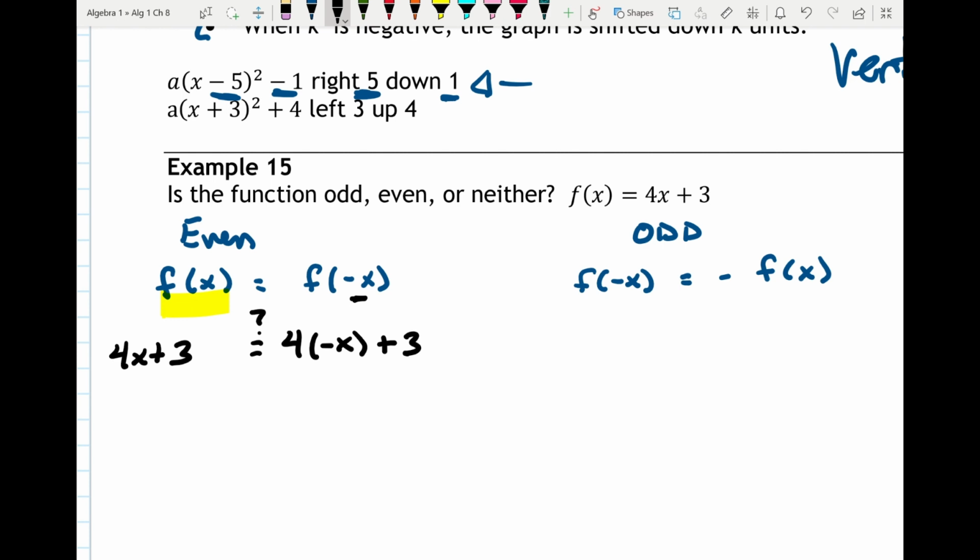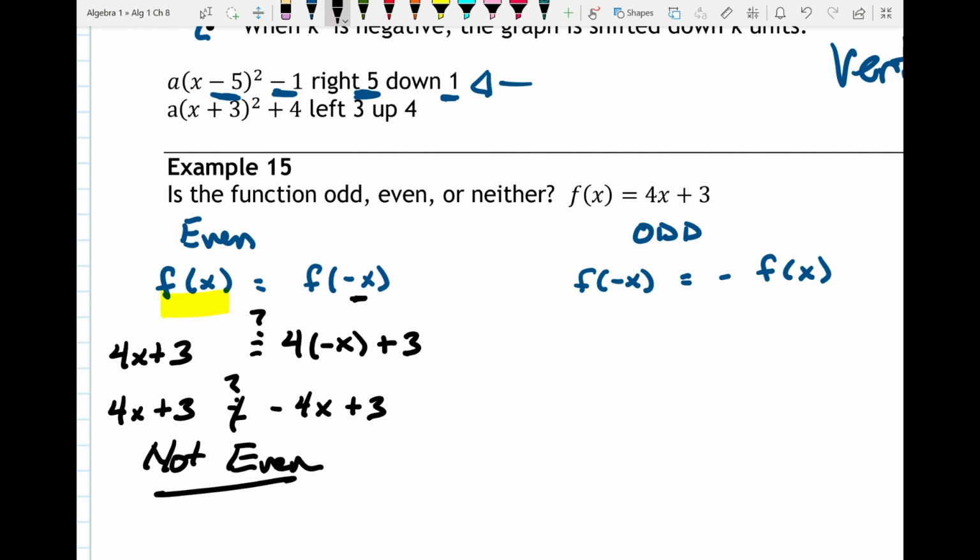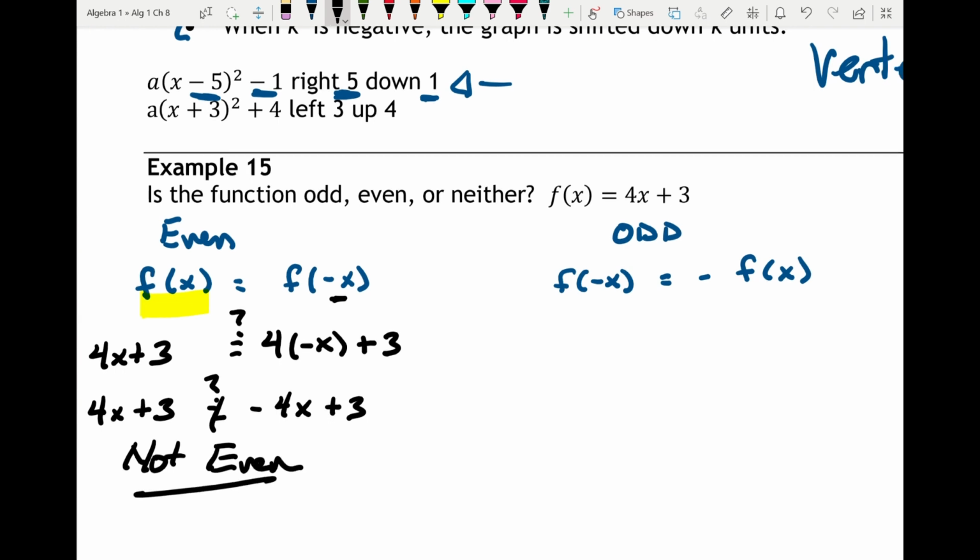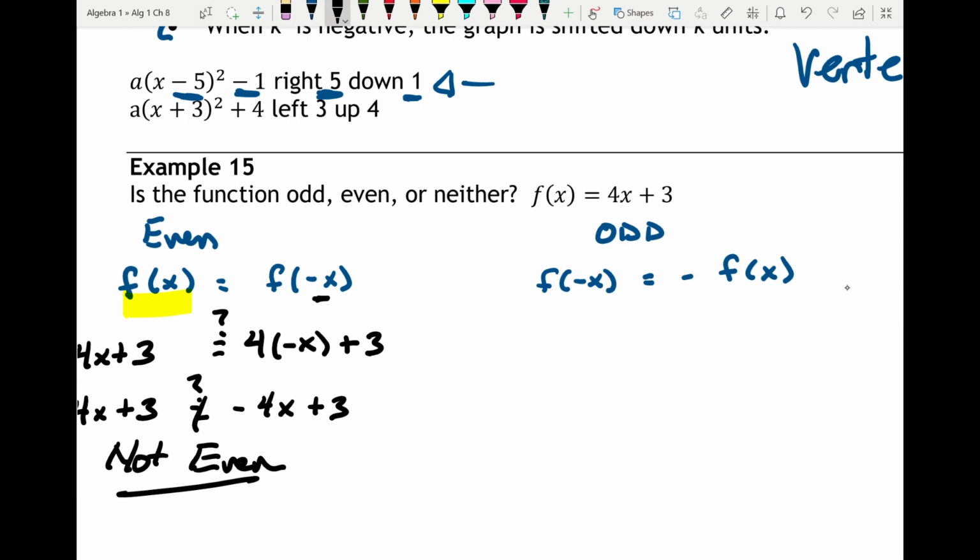Right, and we're trying to see, are these two equivalent? Now I'm going to pretty up the right side. So on the left, I'm going to still have 4x plus 3. And I want to know, is that equal to negative 4x plus 3? And the answer is no. So it is not even.